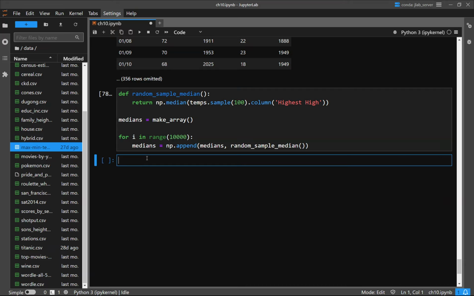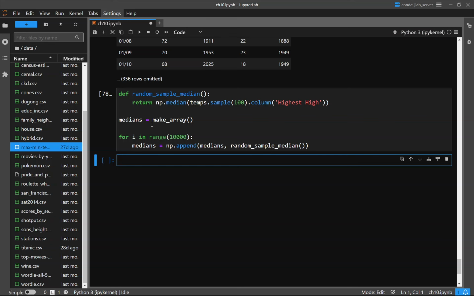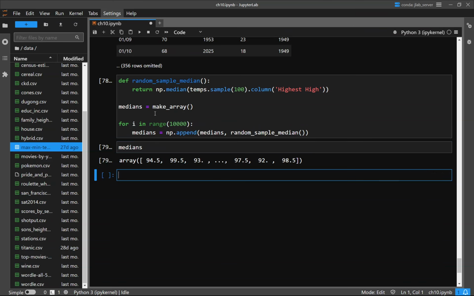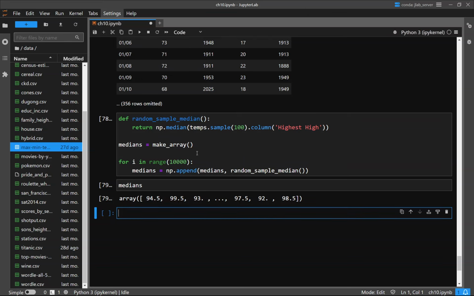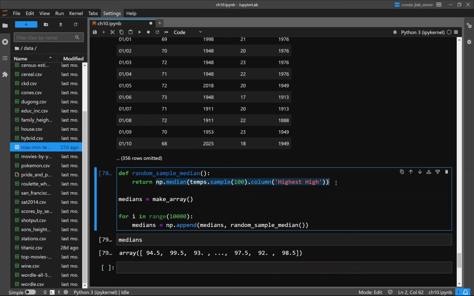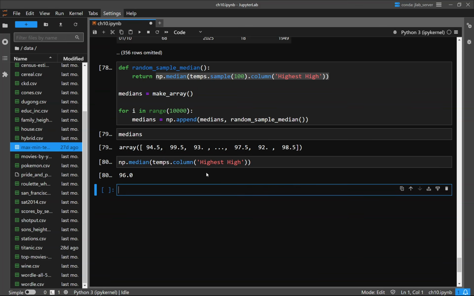And now in this medians array, I've got a bunch of different values, 10,000 different estimates here. First of all, we can calculate the true median very quickly, right? We can say, what was the true median? It was the np.median over the highest high of the original table. That's if we didn't sample, right? Just take the original table. Apparently the median is 96. Very hot median temperature for Fresno.